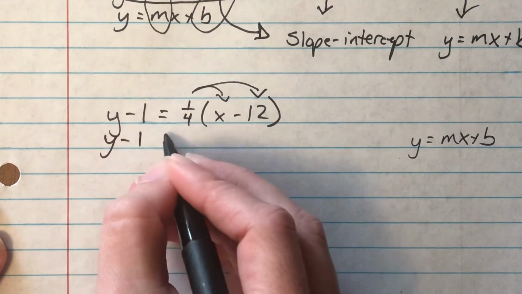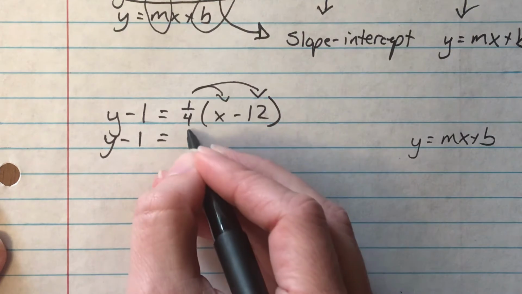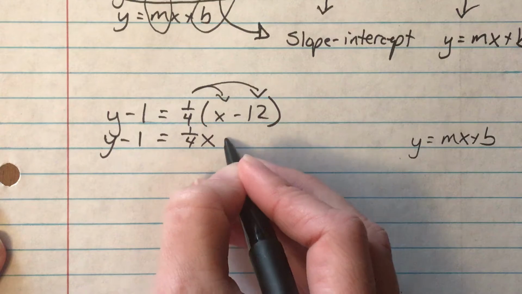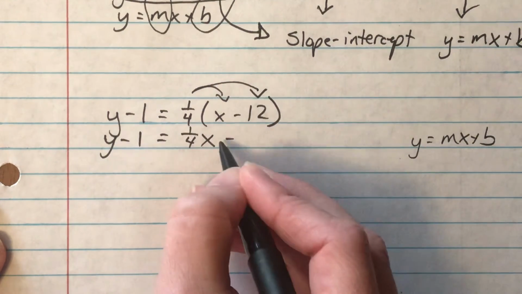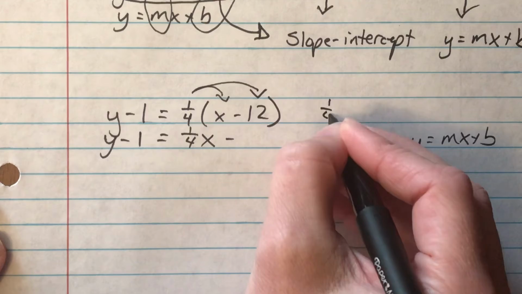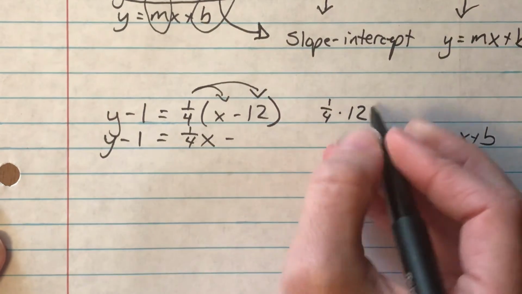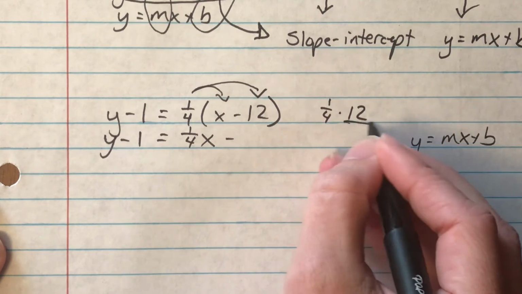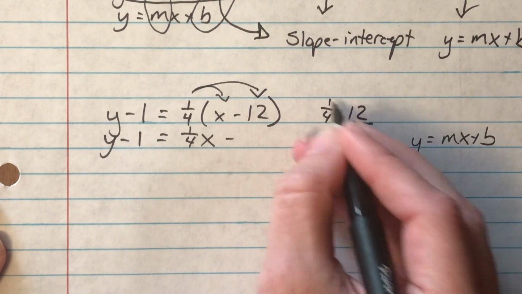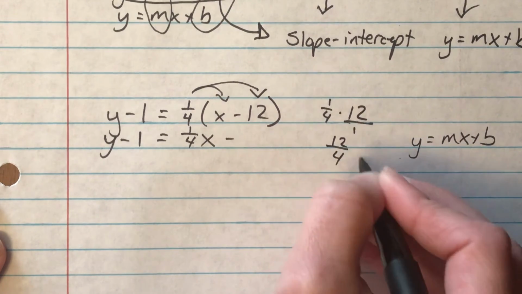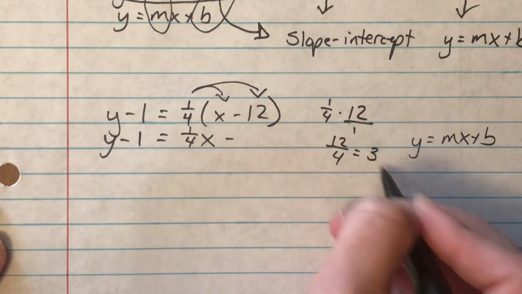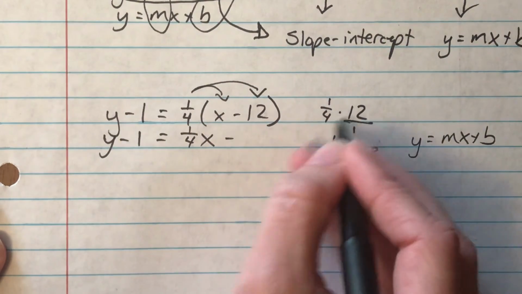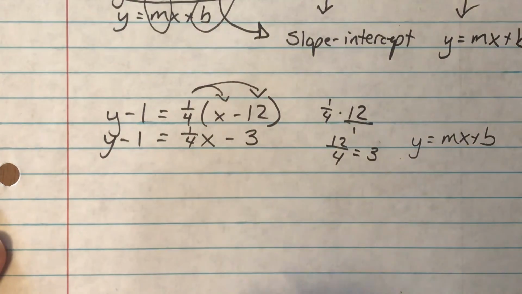We still have y minus 1 on this side. 1/4 times x is, of course, 1/4 x. Then it's minus 1/4 times negative 12, so it is going to be minus, well, what is 1/4 times 12? You could type that in Desmos, but if you split 12 into fourths, or put 12 over 1 and multiply fractions straight across, you get 12 over 4. And 12 divided by 4 is 3. A fourth of 12 is 3.